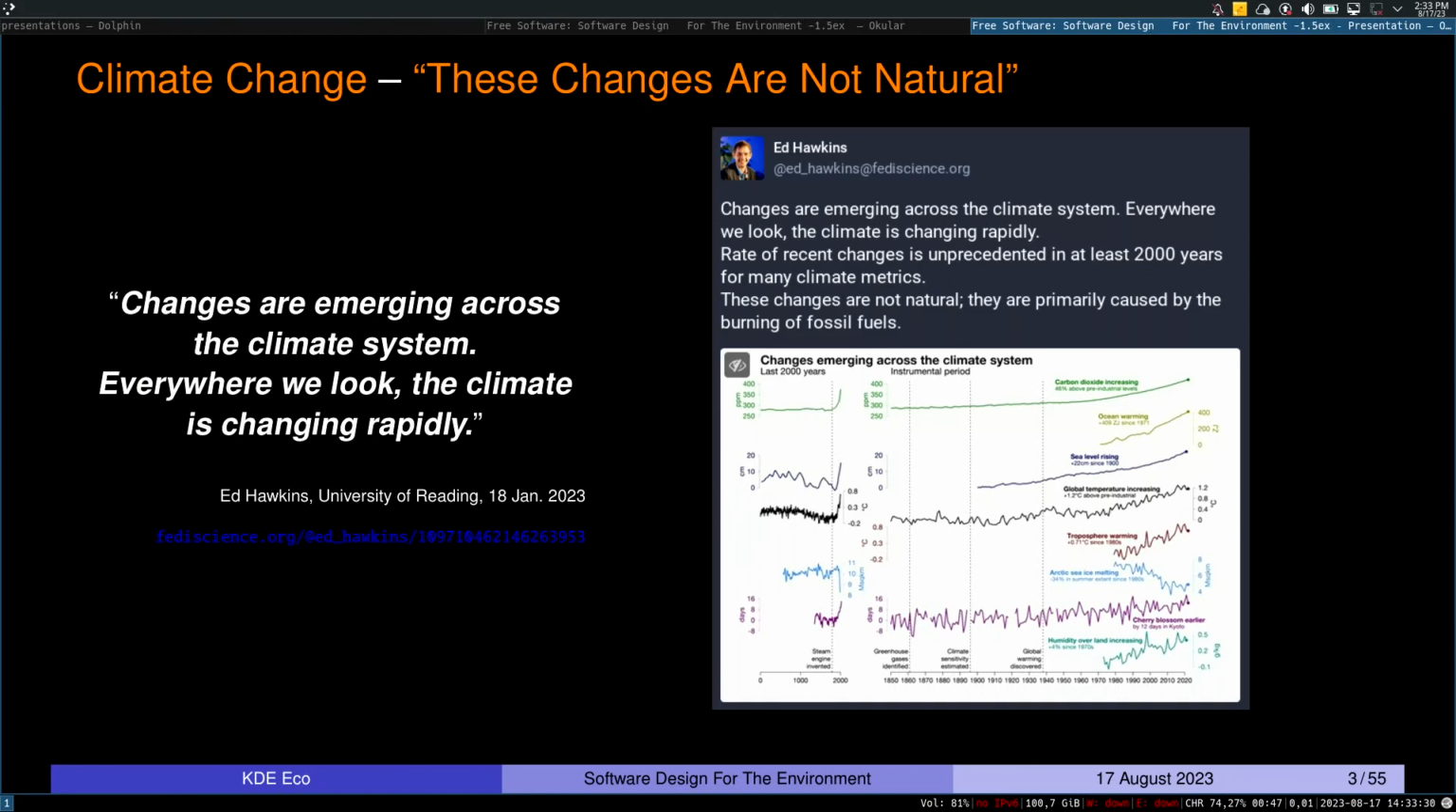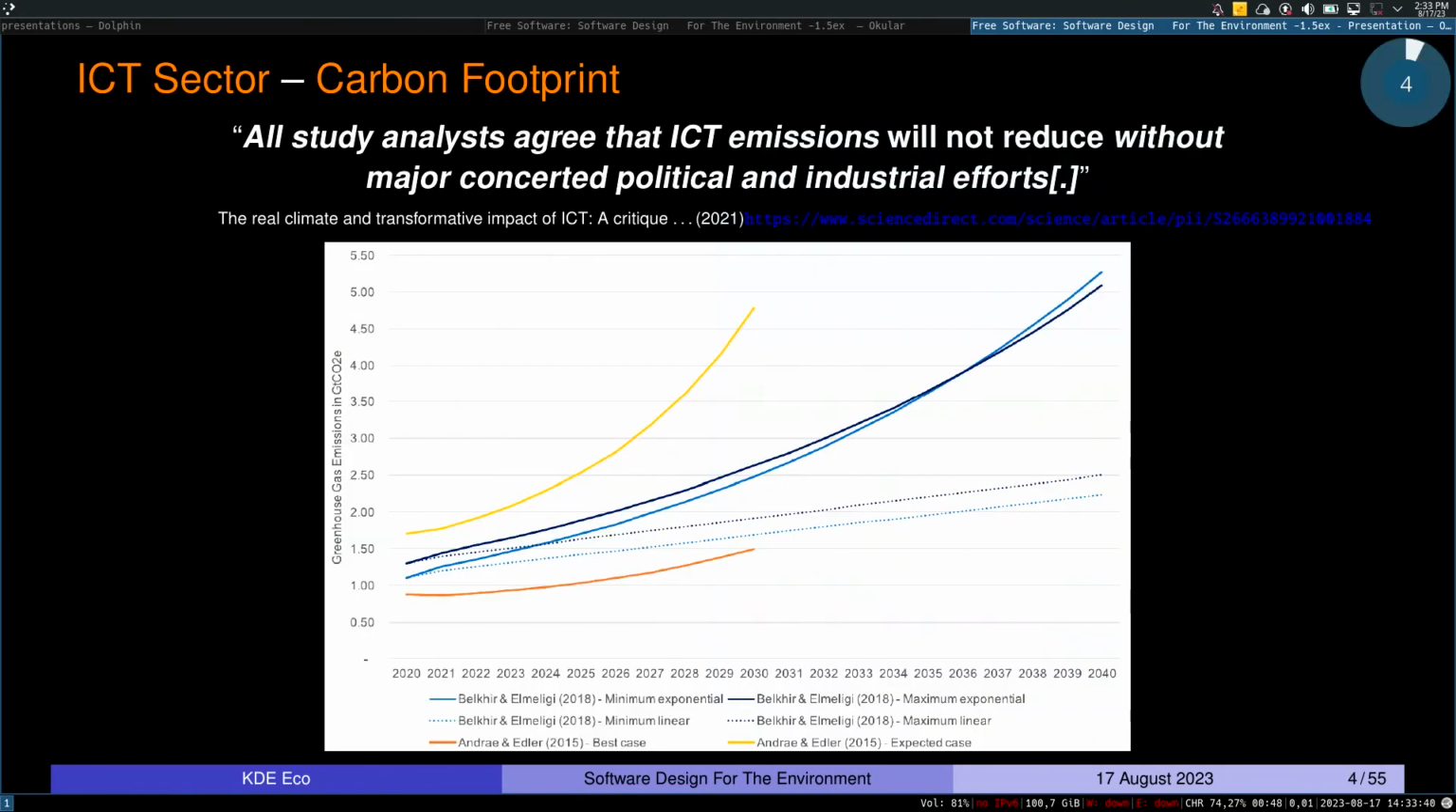thickness. And he writes in the post, changes are emerging across the climate system. Everywhere we look, the climate is changing rapidly. These changes are not normal. They're caused by the burning of fossil fuels. Fossil fuels are also being burned in the ICT sector. So information and communications technology is right now an area that's being researched to figure out how much energy is consumed and how much the ICT sector contributes to CO2 emissions.